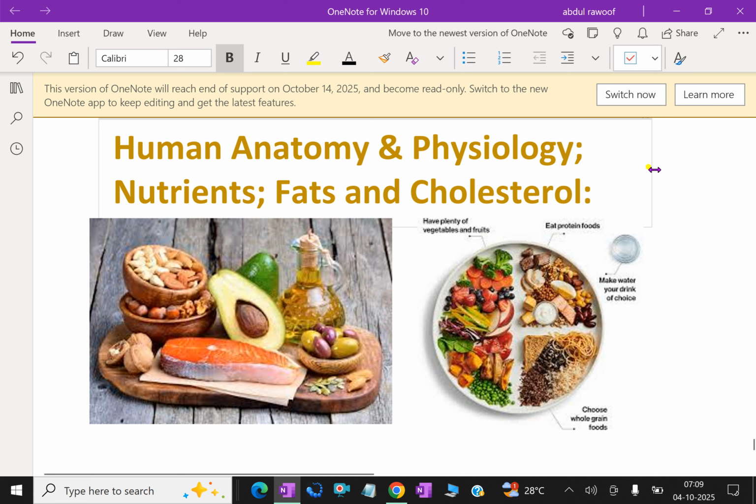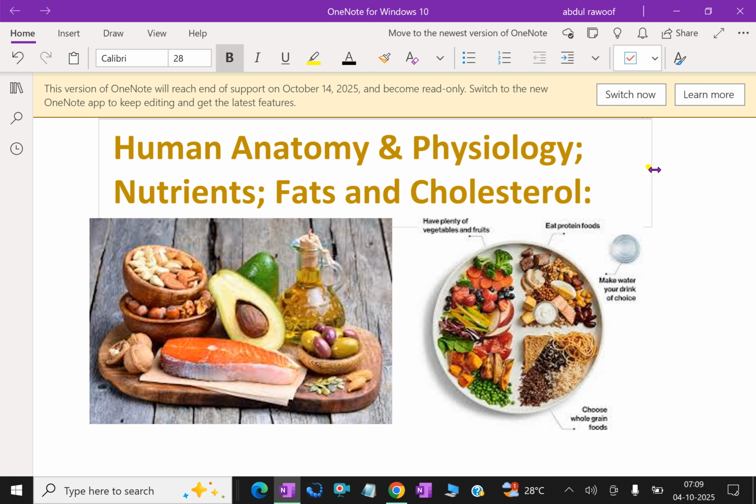Let us discuss fats and cholesterol. Fats consist of carbon, hydrogen, and oxygen, but they differ from carbohydrates in that the hydrogen and oxygen are not in the same proportions as in water. There are several groups of fats and lipids important in nutrition.